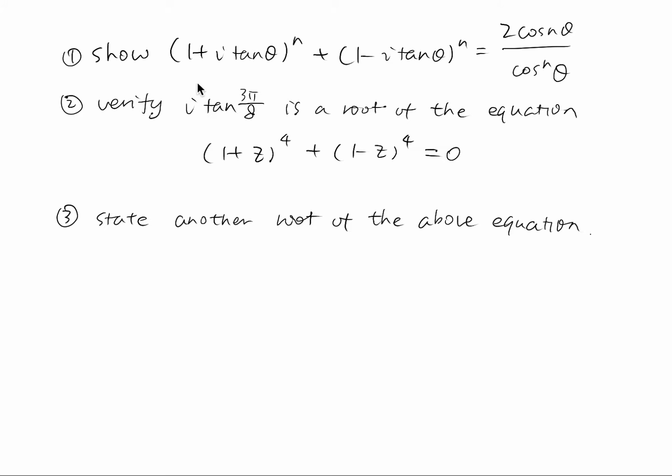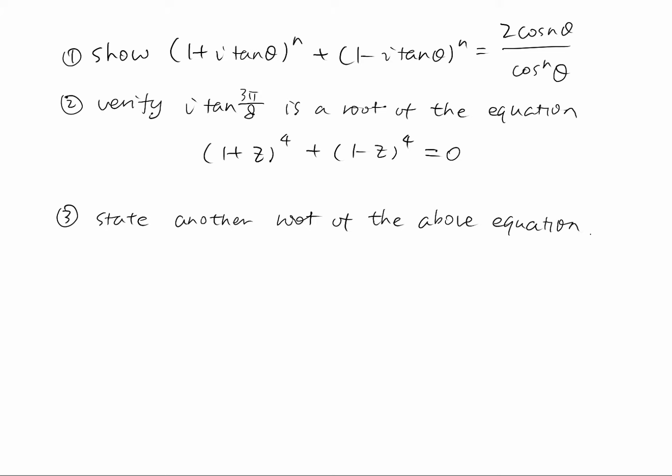So we're trying to show (1 + i tan θ)^(n) + (1 − i tan θ)^(n) = 2 cos nθ / (cos θ)^(n). For this question, because you see the power of n again, we would consider using polar form.